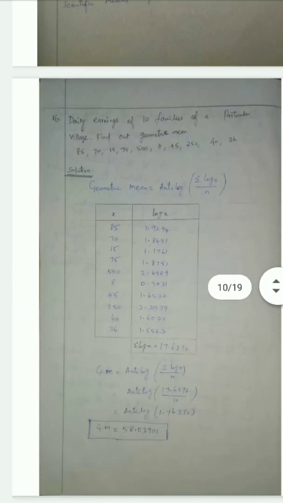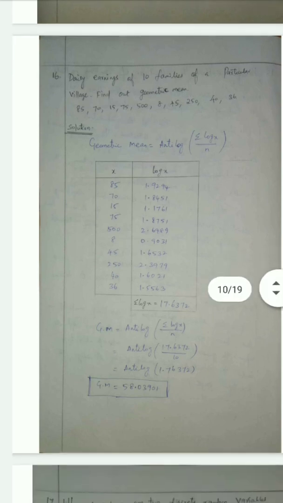The 16th question is, daily earnings of 10 families of a particular village are given. Find out the geometric mean. The data given is 85, 70, 15, 75, 500, 8, 45, 250, 40, 36. We can use the formula geometric mean equals anti-log of summation log x by n. So first I calculate log x, where x is 85, 70, 15, 75, 500, 8, 45, 250, 40, 36.